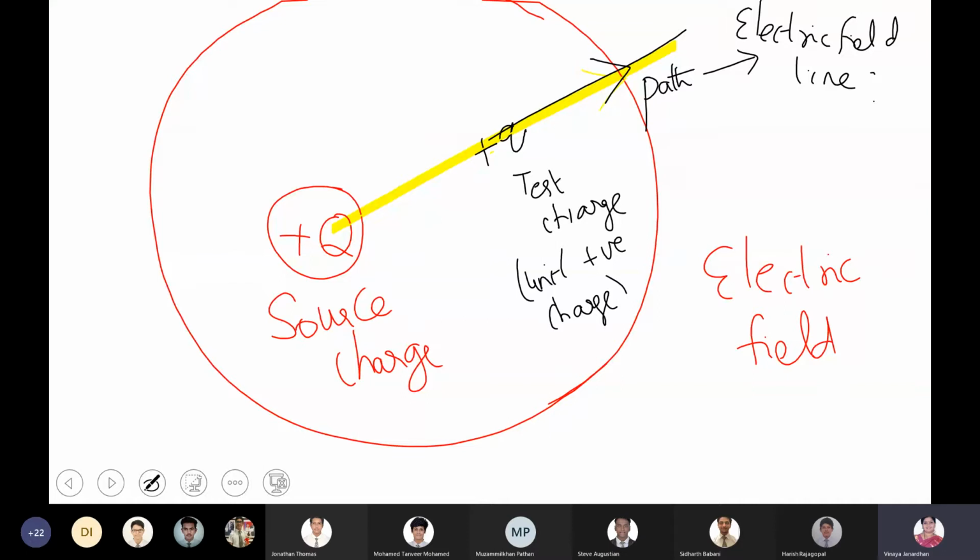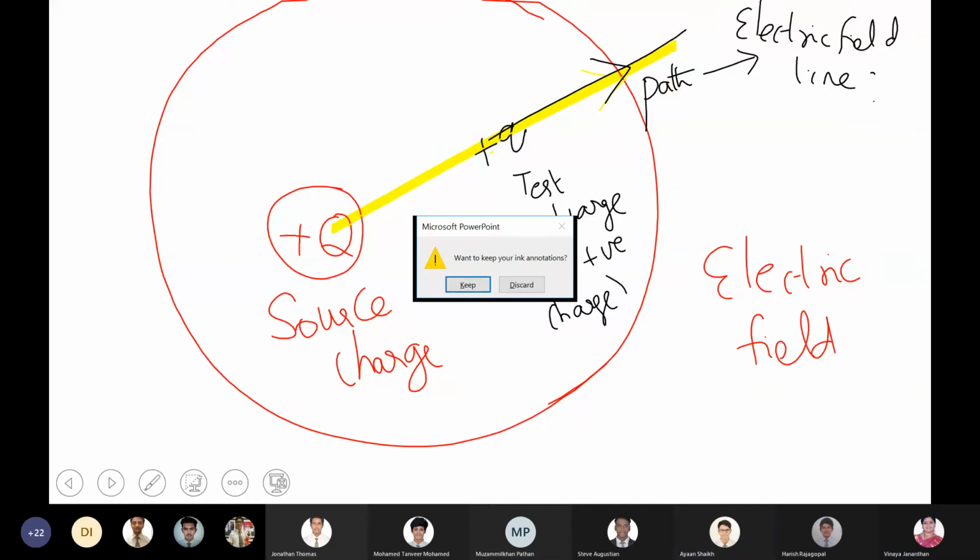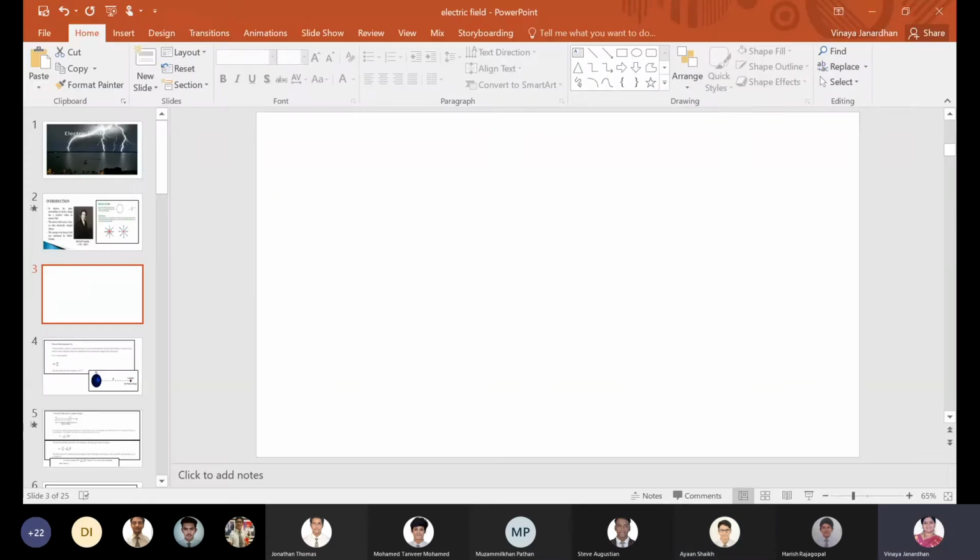So what we'll do is, let us draw the electric field. Electric field can be represented only by electric field lines. So let us draw the electric field due to an isolated positive charge and an isolated negative charge. The direction in which it moves gives you the direction of the electric field.